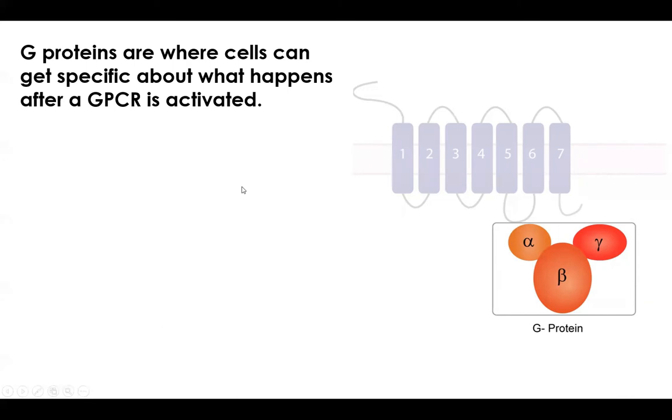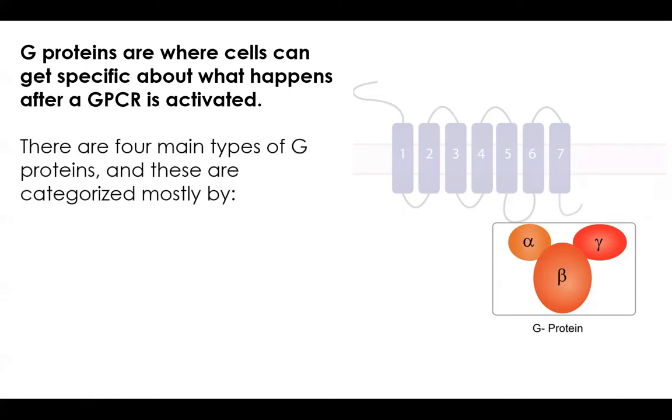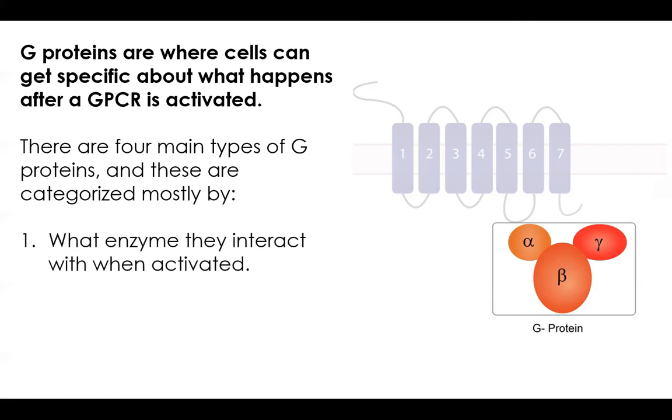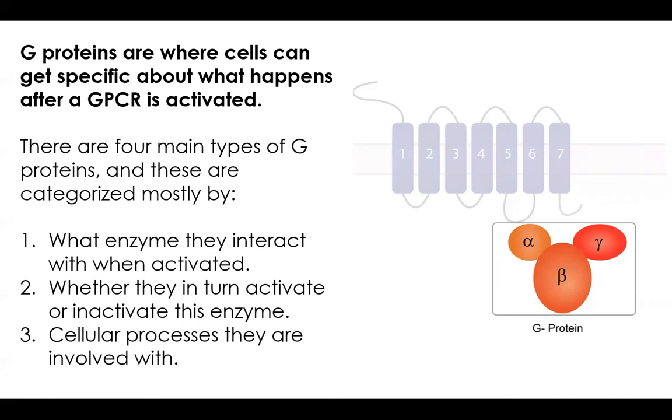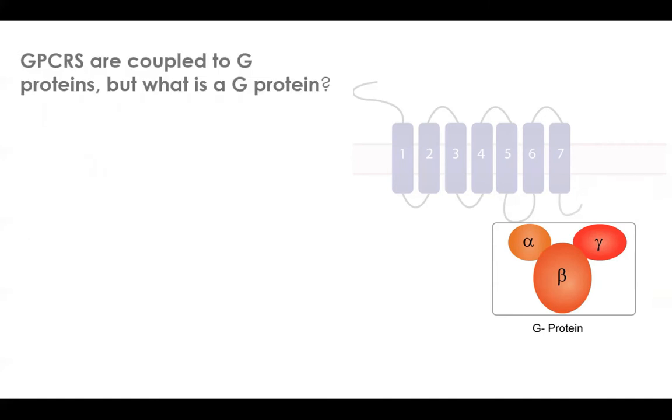So there's a lot of different G proteins, but there are 4 main types that people like to talk about. Sometimes they have subcategories as well, but they're categorized primarily by what enzyme they're going to interact with after they become activated. We haven't talked about that yet, but we're going to get to it. So what they do after they're activated, and whether the enzyme that they interact with, they're going to activate it or inactivate it. That's one of the categories, and sometimes they're categorized by a certain type of cellular process that they're going to be involved with. So let's take a look at this.